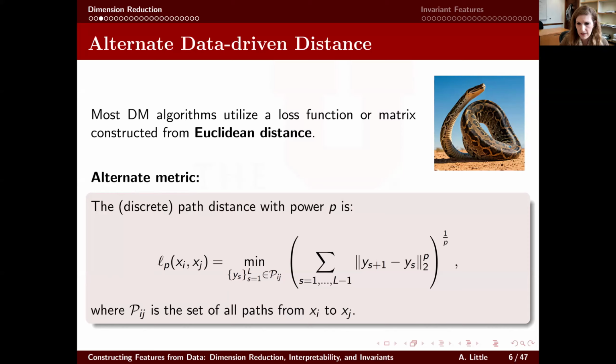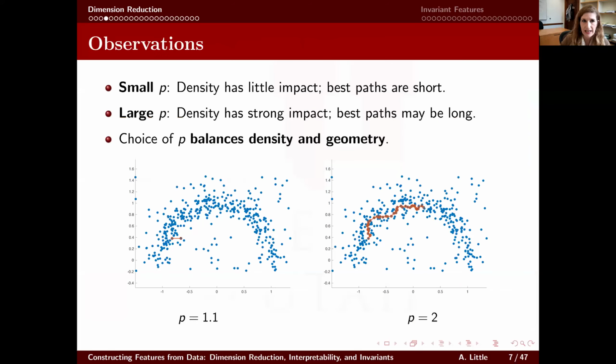So what's the intuitive idea of what's happening here? Well, this parameter P actually has a really big impact on what best path through the data you should take and what the corresponding distance is. If you choose that parameter small, close to 1, then the density of the underlying data has little impact and best paths are short. So this is like the figure here on the left, where you're going to take a pretty direct path to go from the left side of the moon to the right side of the moon.